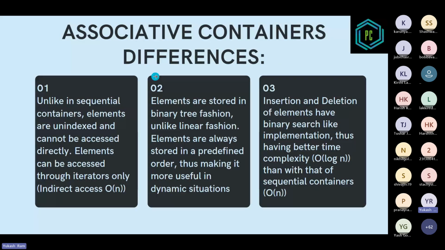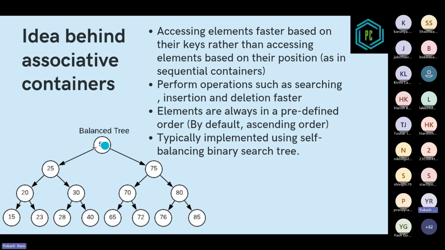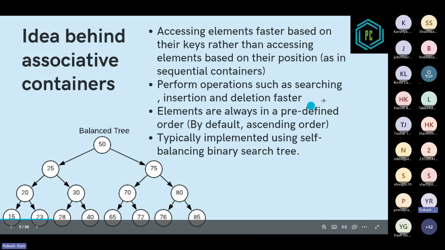Now I'm going to discuss the difference between associative containers and sequential containers. These two containers have different properties and different implementations, so we should be aware of the differences so that we can use the correct containers in the correct problems. The first difference is, unlike in sequential containers, elements are unindexed and cannot be accessed directly. This is one of the main disadvantages of associative containers. In sequential containers, if we need the fourth element, we can directly access it by asking for the fourth element. But in associative containers, you cannot do it directly because there is no ordering, no indexing in these types of containers.